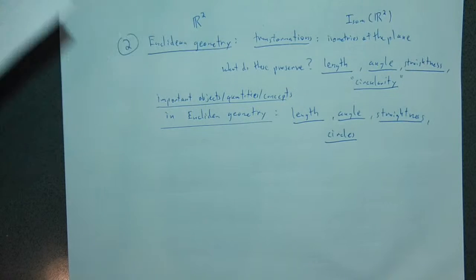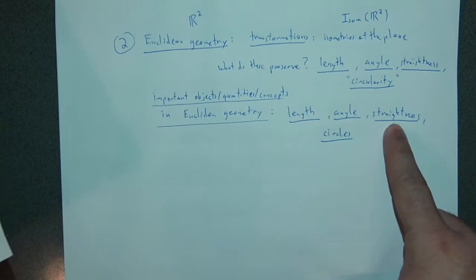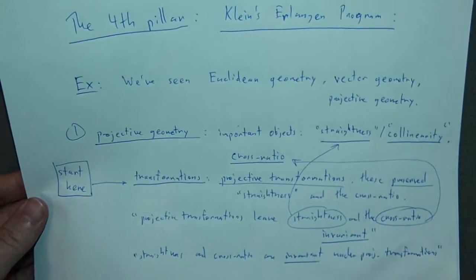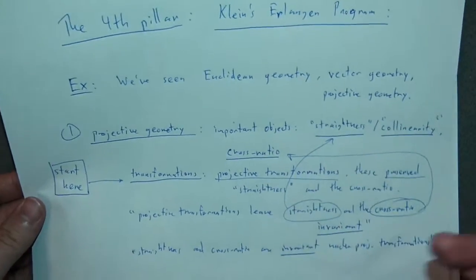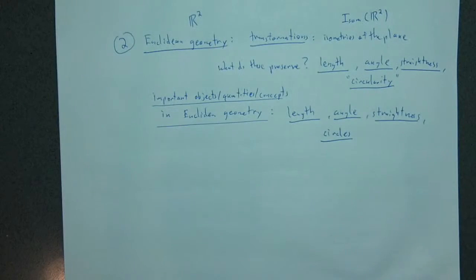So projective transformations don't preserve any of those things. The only thing they preserve is straightness. And so for projective geometry, the only corresponding notion that is important is straightness. The only thing kind of like length that gets preserved is the cross ratio, as we saw before. So that's the thing to note.